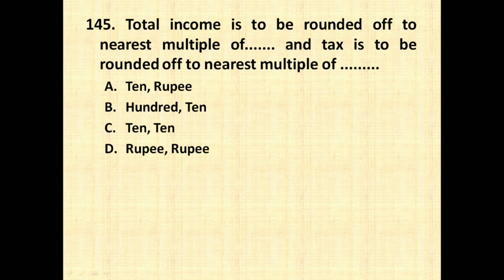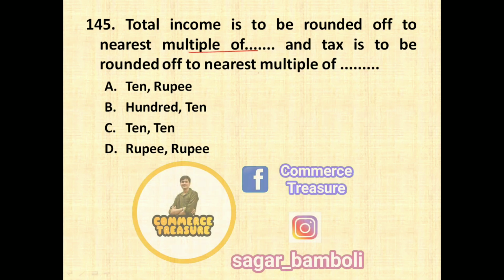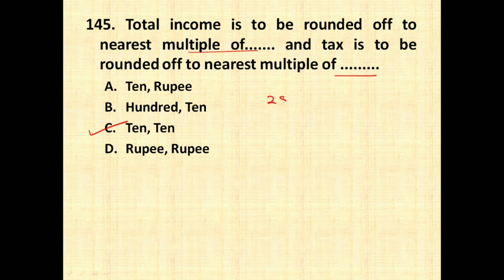Total income is to be rounded off to the nearest multiple of dash, and tax is to be rounded off to the nearest multiple of dash. 10 rupee, 100, 10, rupee. So always remember the income as well as the tax is charged by rounding it off to the nearest multiple of 10. It is as per section 288A and section 288B. 288A is for income and 288B is for tax.